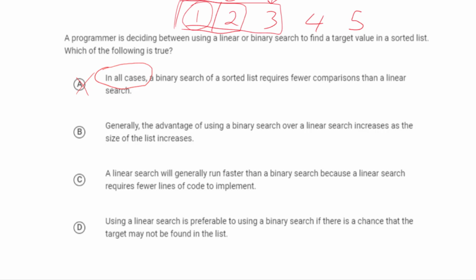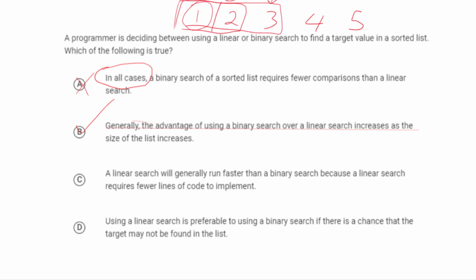However, we can definitely say that generally the advantage of using a binary search over a linear search increases as the size of the list increases, right? That's definitely true. So binary search is most advantageous when the values get very big, but also just in general, it tends to be better than linear search, even though there are very small exceptions.